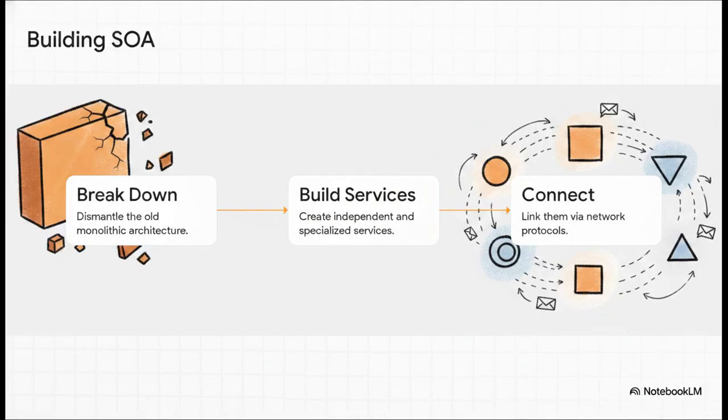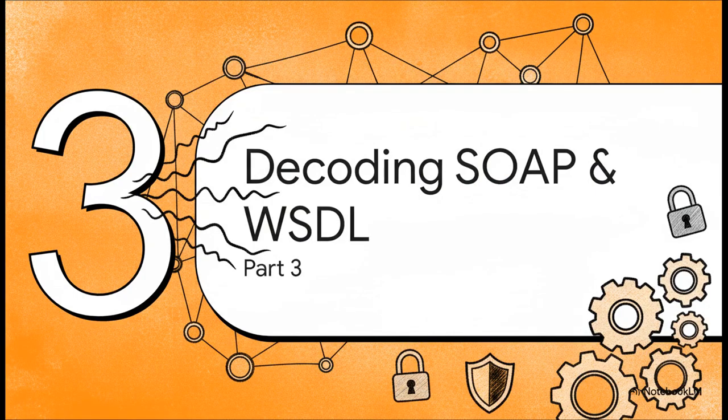Getting to this loosely coupled integration usually involves 3 logical steps. Step 1, you break down that old clunky monolith. Step 2, you build out those independent specialized services. And step 3, this is absolutely crucial, you connect them via network protocols. So instead of hardwiring the code together, these independent services are just sending messages back and forth over a network. Which leads right into part 3.